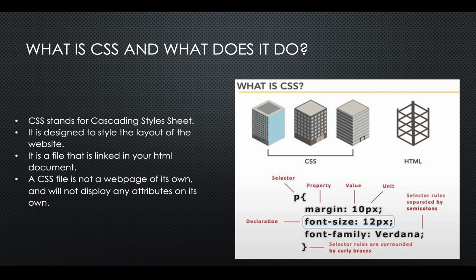It's a weird analogy, but that is a way you can think of it. You can see down here we have what we call selector, property, value, unit, declaration. What these things are is our selector, which will be something like a paragraph tag. This is something that will be close to what we do in CSS. So we have defined margin, font size, and font family, and we close them with brackets.